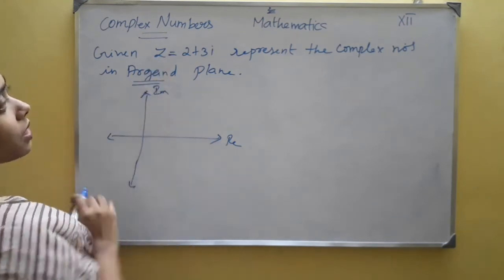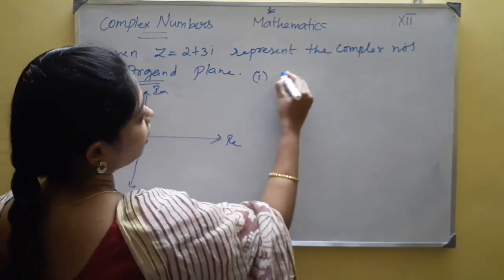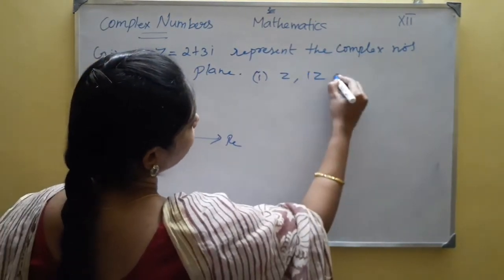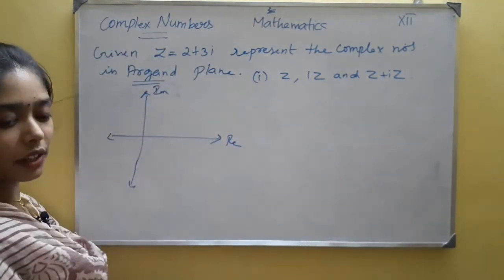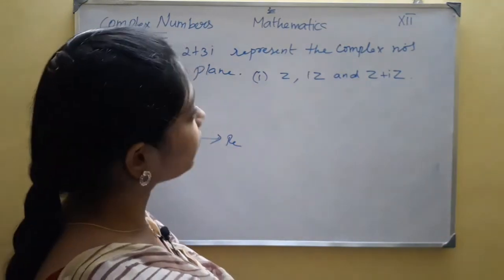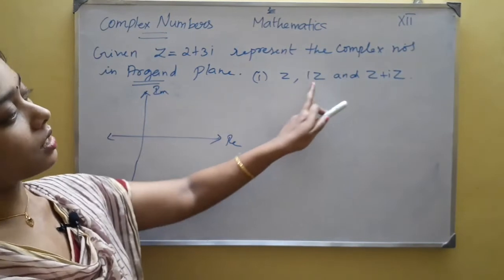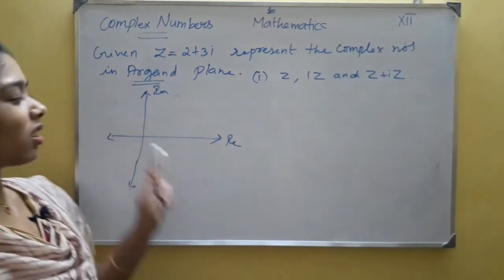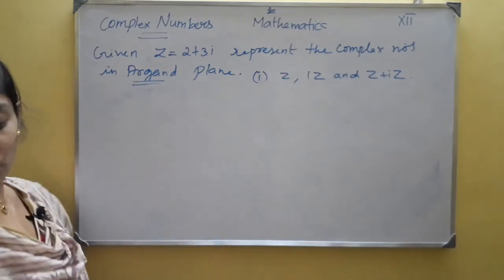A complex number z is given. You want to represent some other complex numbers which are given in the question. That is z, iz, and z plus iz. These three complex numbers are given to you in the question. Now you want to find this iz and z plus iz. Plot this in Argand plane. Okay, that's all. So how to do that?